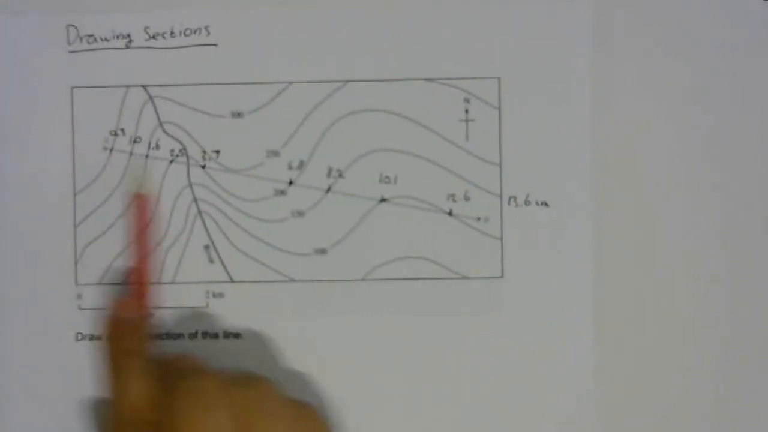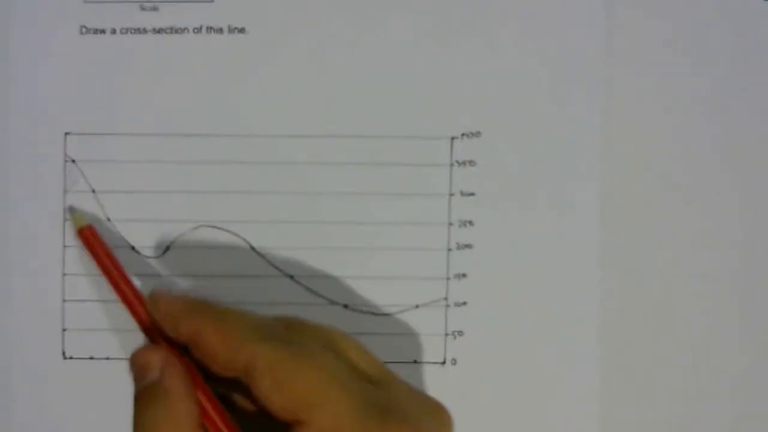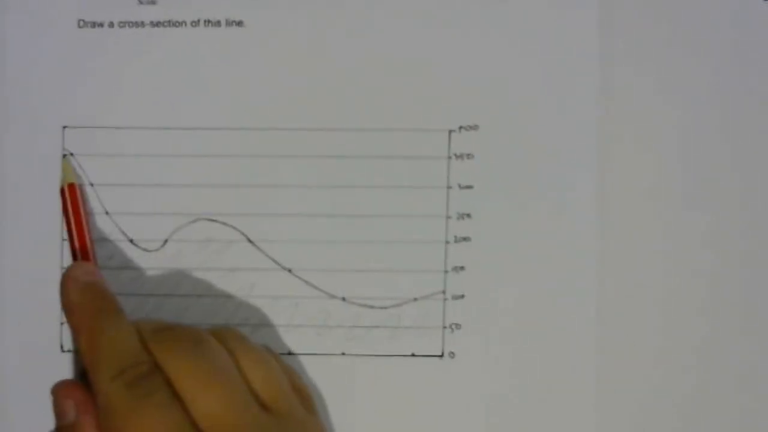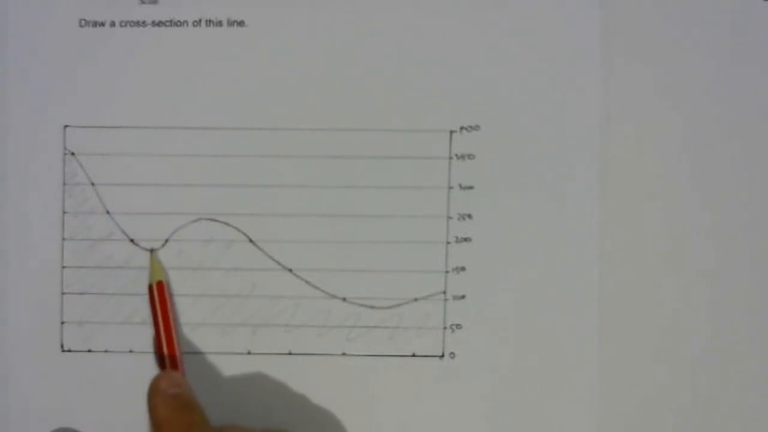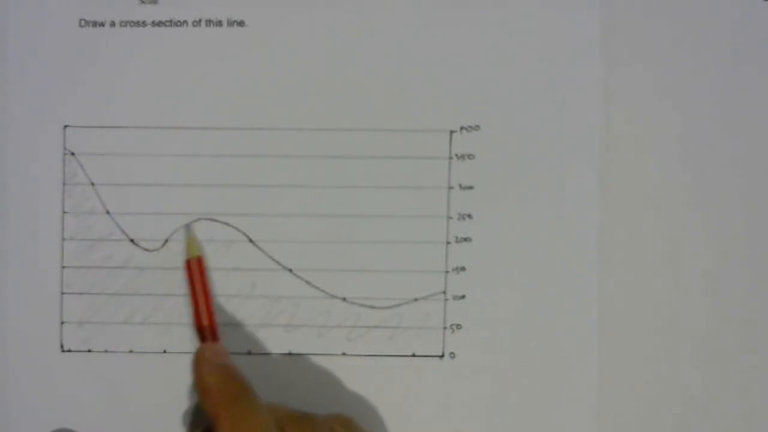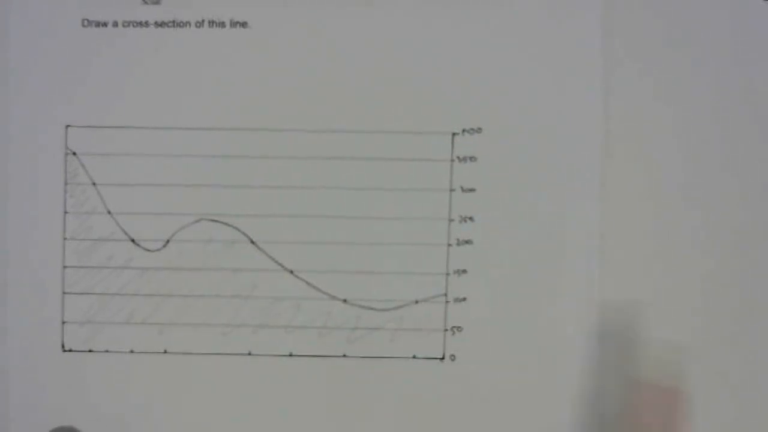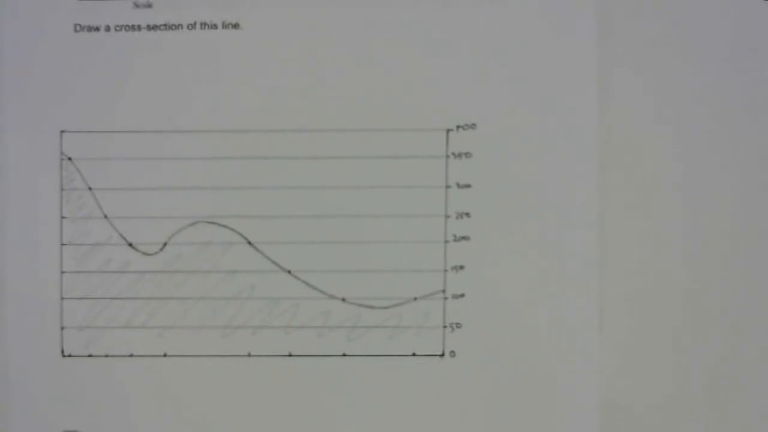So if we were to cut our land down this line, this is the picture that we would see. And so if you were to walk from point A to point B, you'd be going downhill, splashing through the river, going back up this tiny little rise, and then back down the hill nice and gently. And that is how we draw a section for a piece of land.